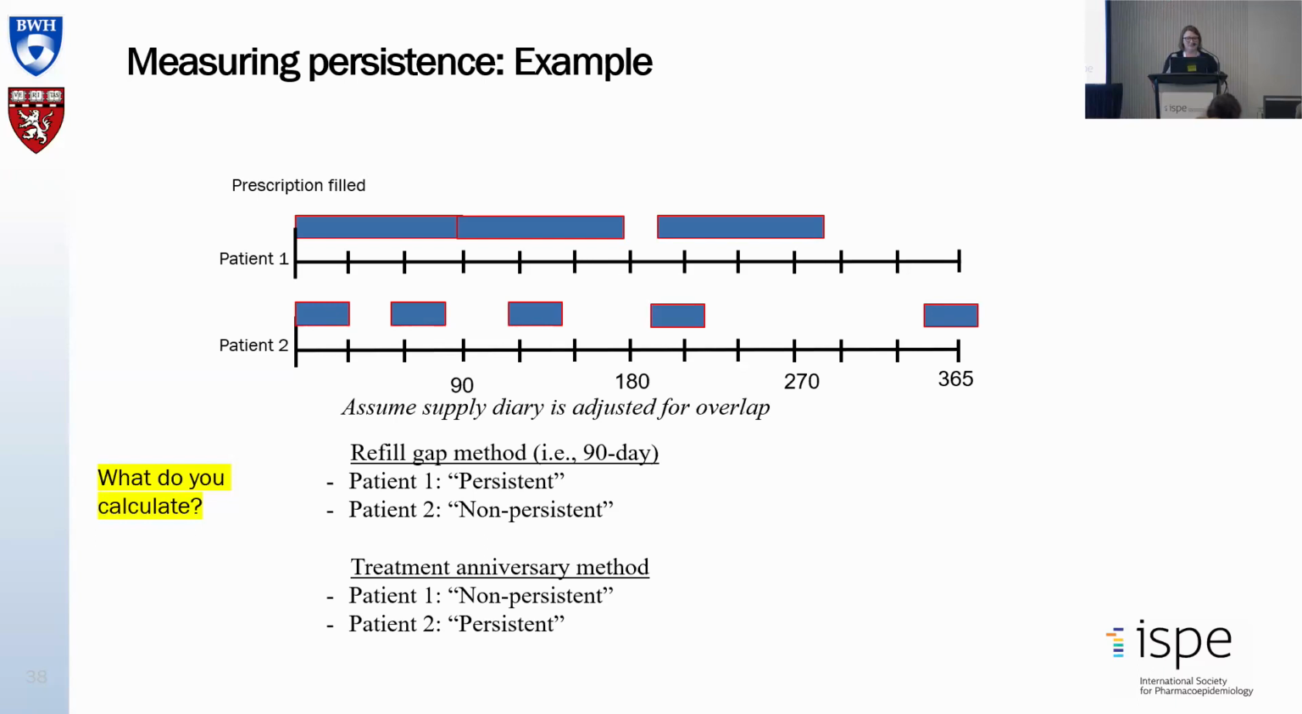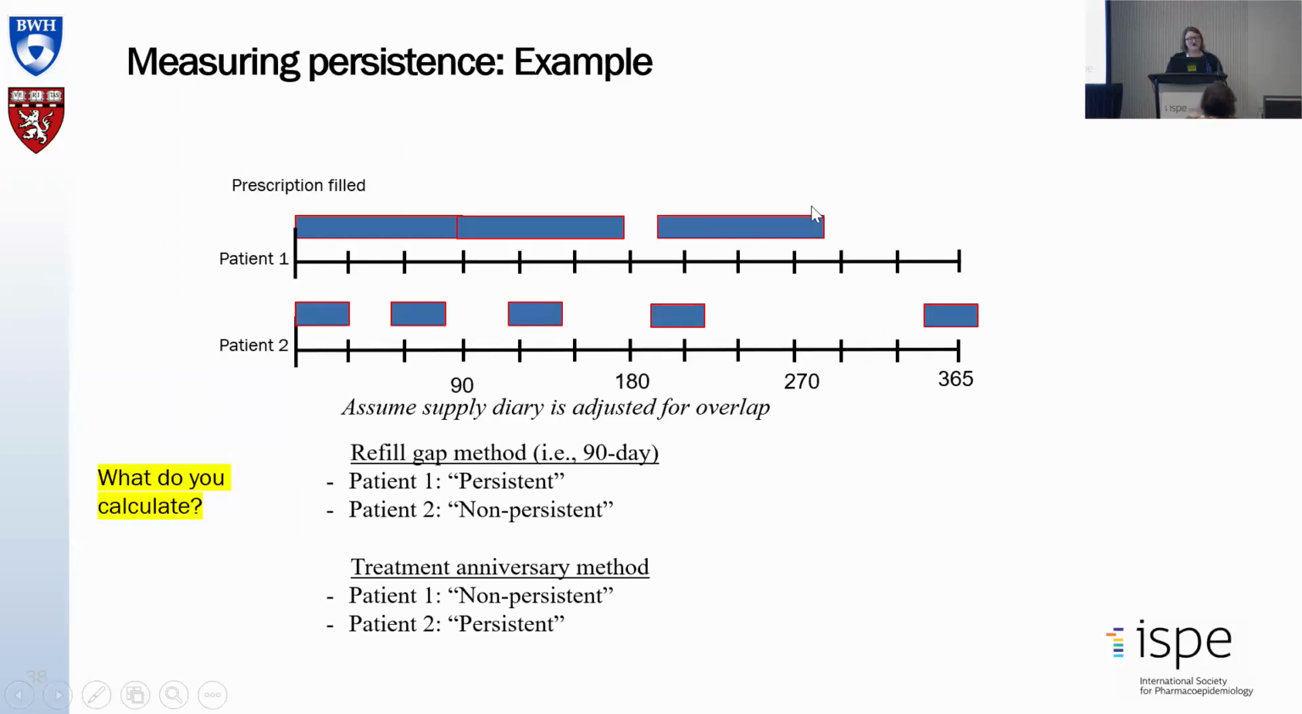How about patient 2? I just realized I gave you the answer on this slide. That's okay. So patient 2 is non-persistent, right? Because at the time that they stop filling, you see a 90-day gap here. They are no longer persistent.